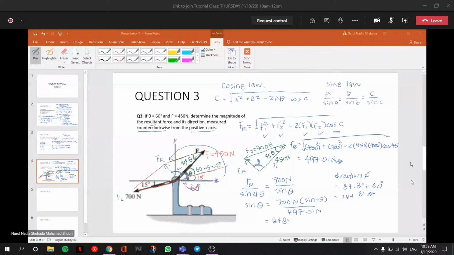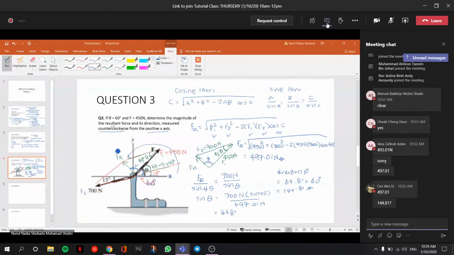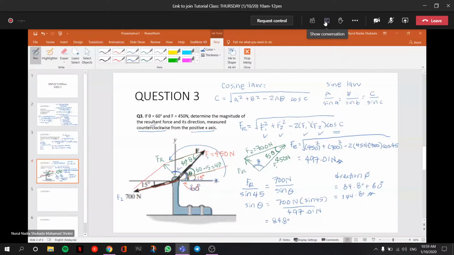Okay, so are we clear for question number 3? Do you guys have any questions? Doctor, how to write the full answer for the final answer? I mean, do we need to write 497.01 Newton in the direction of 144.8 degrees?